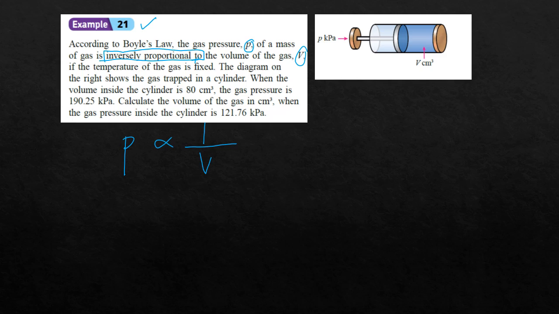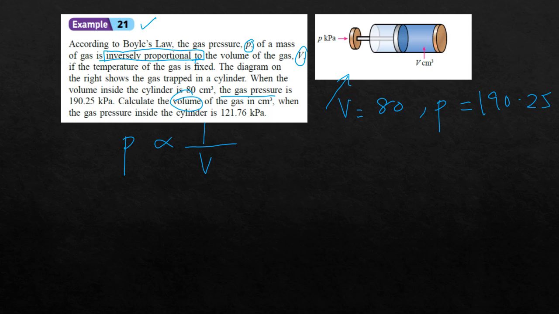That's how you write your first piece of information. If the temperature of the gas is fixed. The diagram on the right here shows the gas trapped in a cylinder. When the volume inside the cylinder is 80, the gas pressure is P. P equals 190.25.